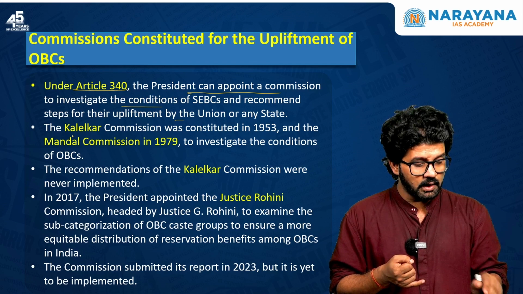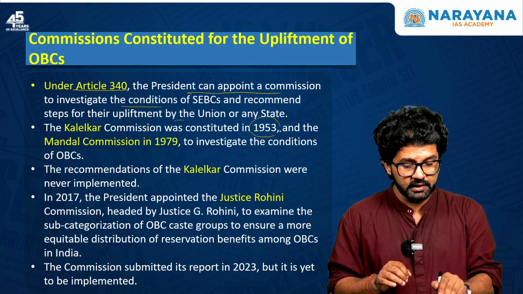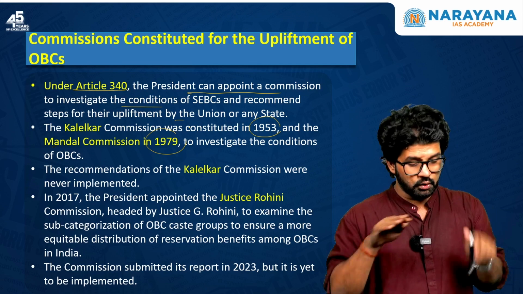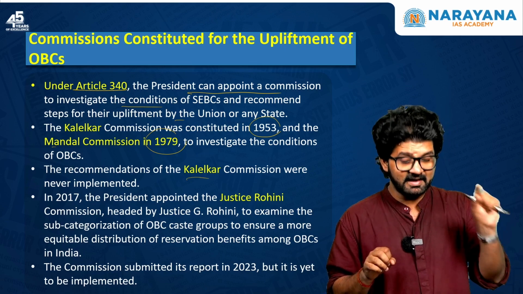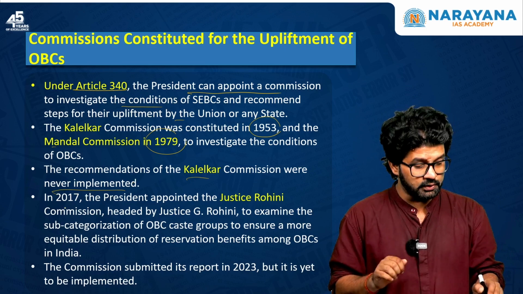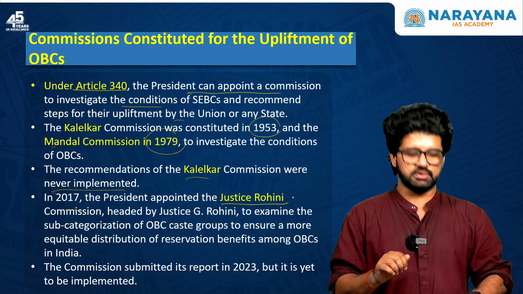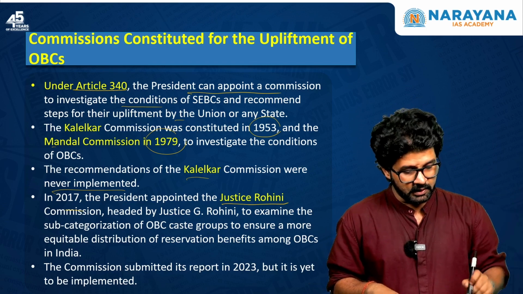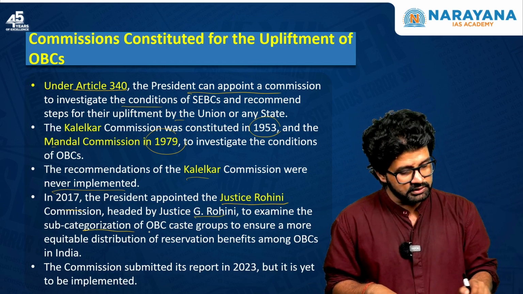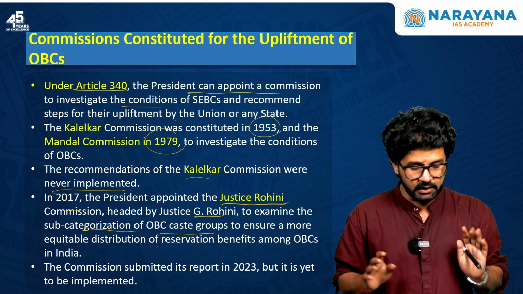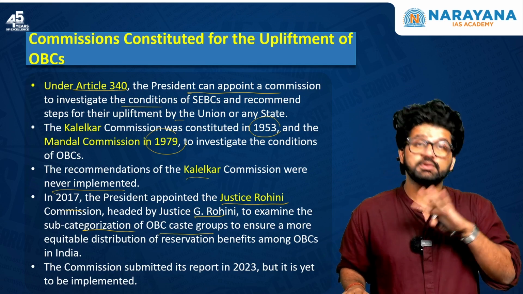Then, Kalelkar Commission. It was constituted in 1953. Mandal Commission, 1979. Understand the chronology here. Recommendation of Kalelkar, this is a tongue twister, never implemented. But again, chronology is important. 2017, Justice Rohini Commission. So if you have to arrange them: Kalelkar, then Mandal, and then Rohini Commission, headed by Justice G. Rohini, to examine the subcategorization of OBC caste groups. The commission submitted its report in 2023, but it is yet to be implemented. So this is the current scenario.